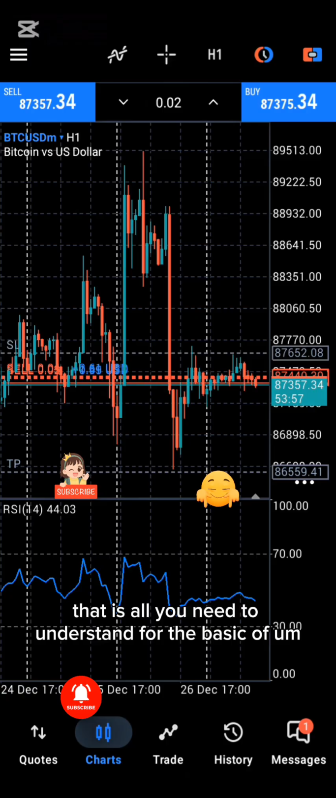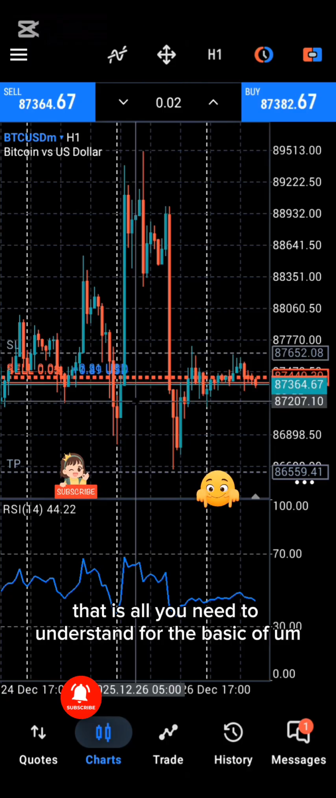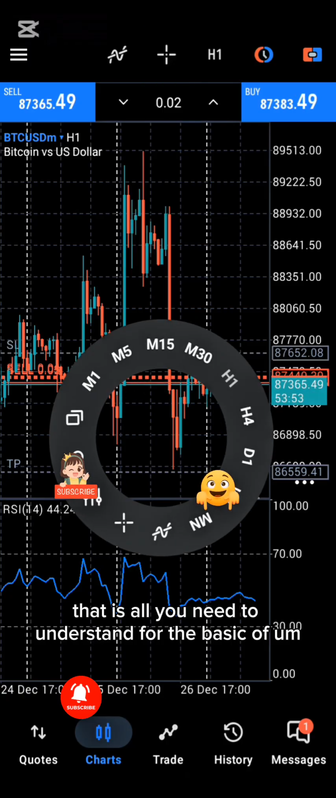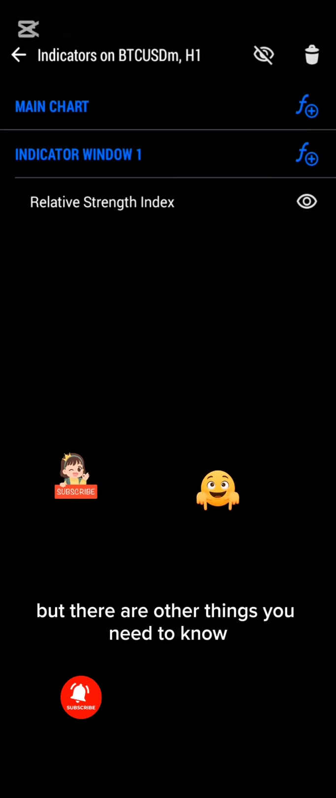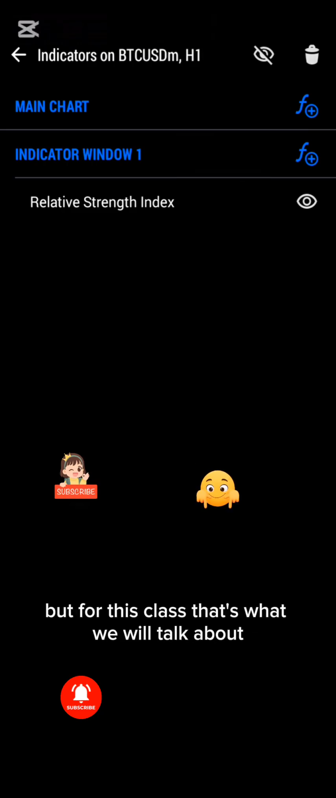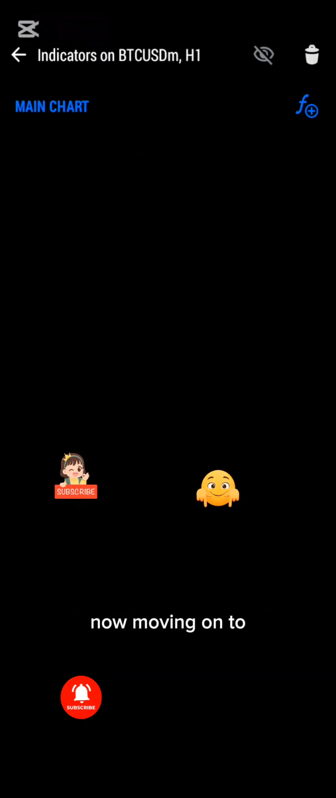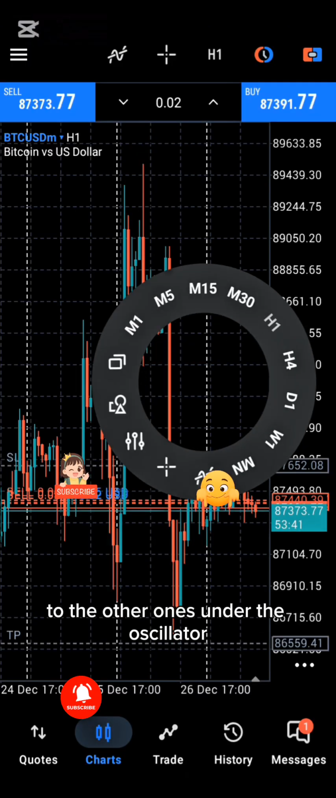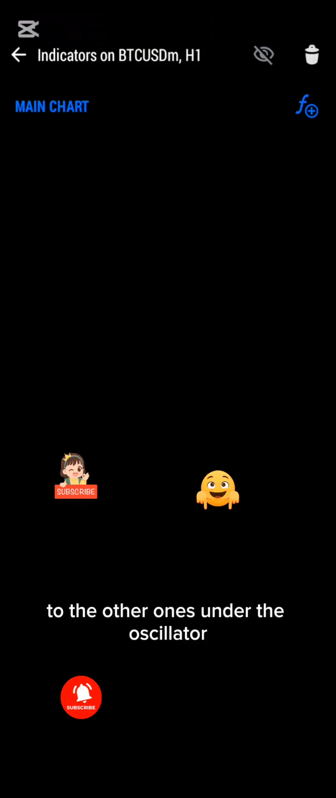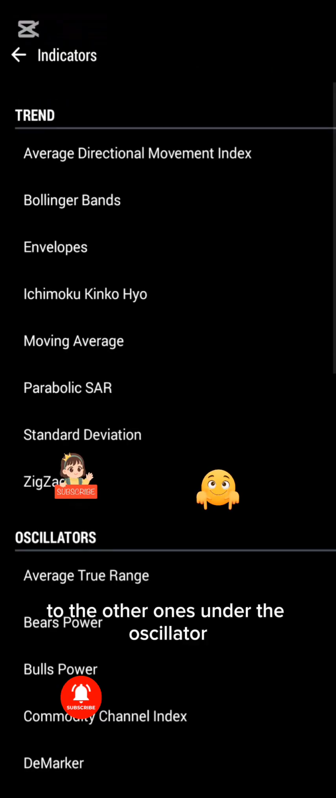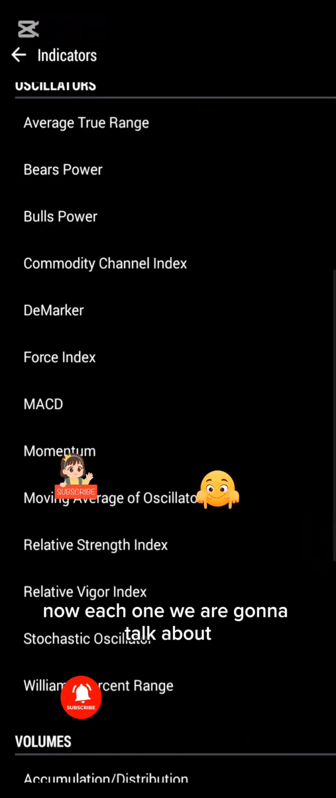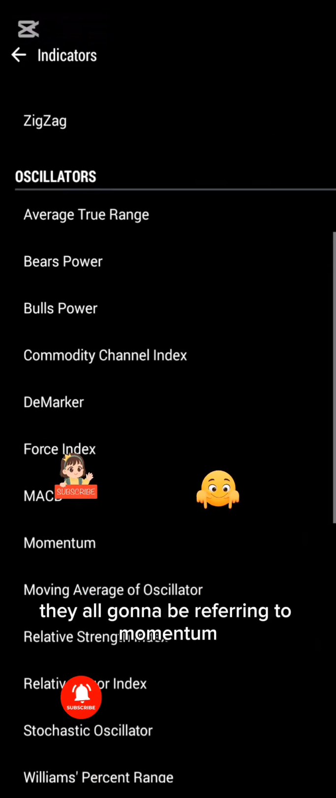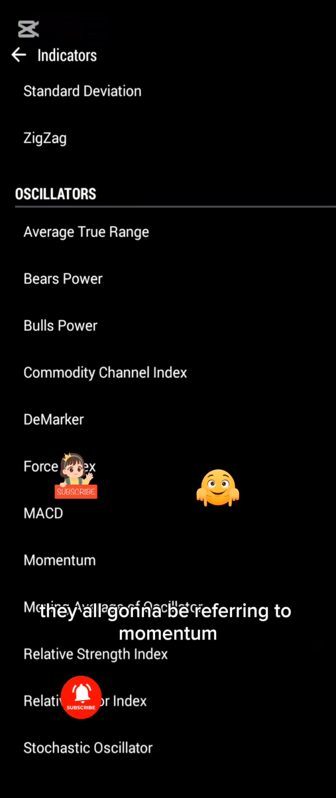That is all you need to understand for the basics of the relative strength index. There are other things you need to know, but for this class, that's what we'll talk about for the relative strength index. Now, moving on to the other ones under the oscillator, we have the bear and the bull. Each one we are going to talk about, they are all going to be referring to momentum.